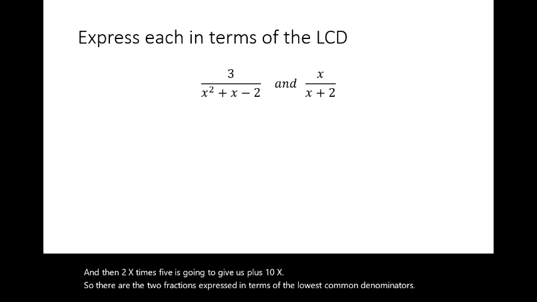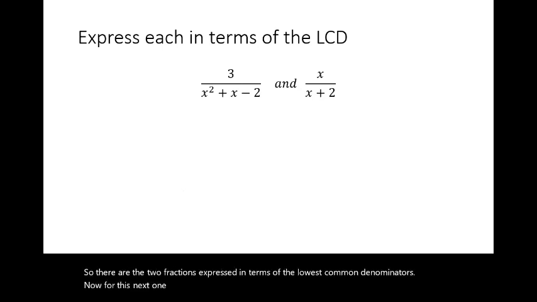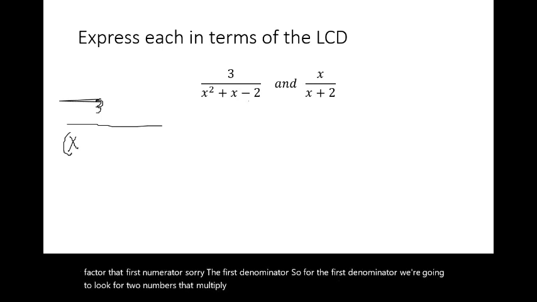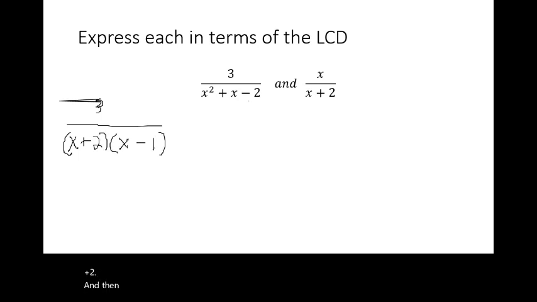Now for this next one, we're going to do some factoring first. So I'm going to go ahead and factor the first denominator. For the first denominator, we're going to look for two numbers that multiply to -2 and add up to +1, which are x plus 2 and x minus 1.